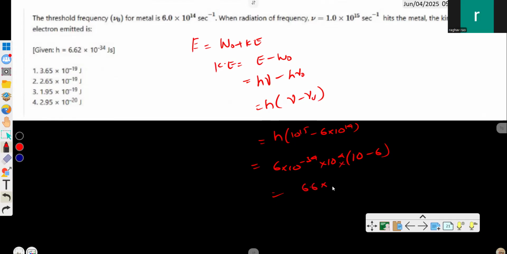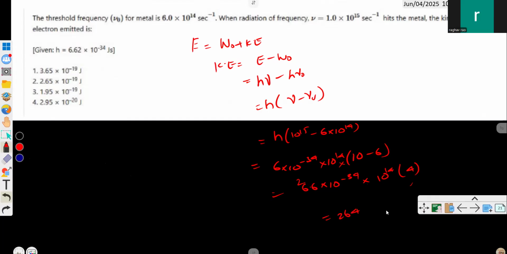So 6.6 into 10 power minus 34 into 10 power 14 into 4. This would give me 6 fours 24, 6 fours 24, 25, 26.4 into 10 power, minus 34 plus 14 is minus 20. So that would be 2.64 into 10 power minus 19.